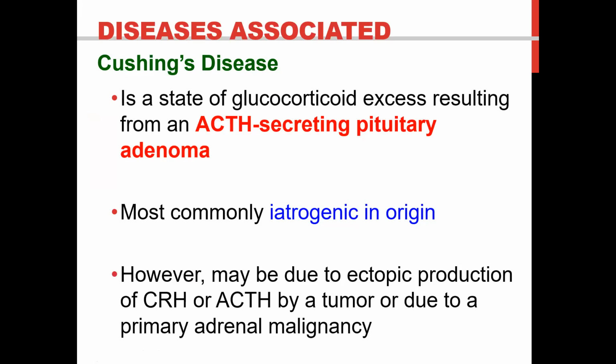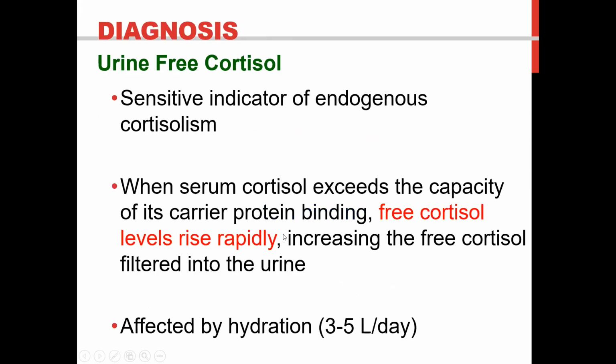It is purposeful. However, it may be due to ectopic production of CRH or ACTH by a tumor, or due to a primary adrenal malignancy. For the diagnosis, we can do urine free cortisol, which is a sensitive indicator of endogenous cortisolism. When serum cortisol exceeds the capacity of its carrier protein binding, free cortisol levels rise rapidly, which would increase the free cortisol filtered into the urine.